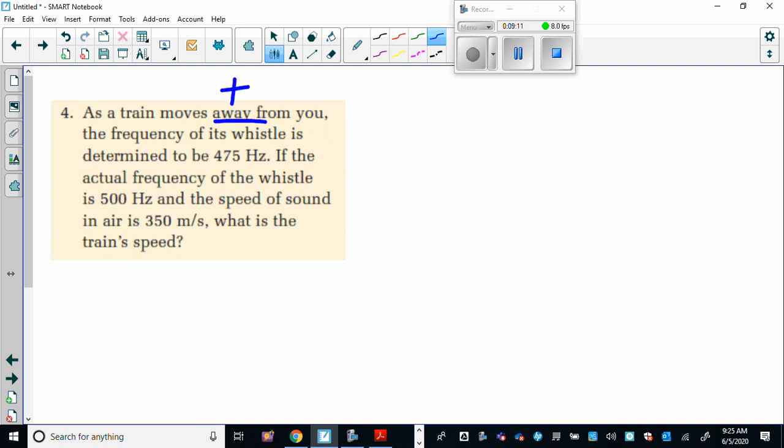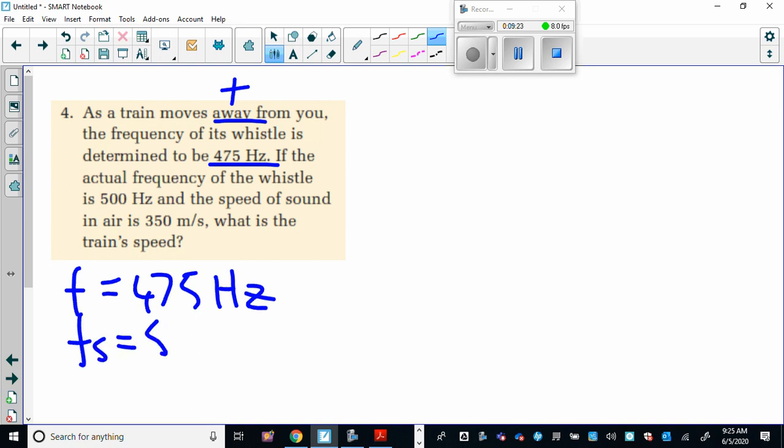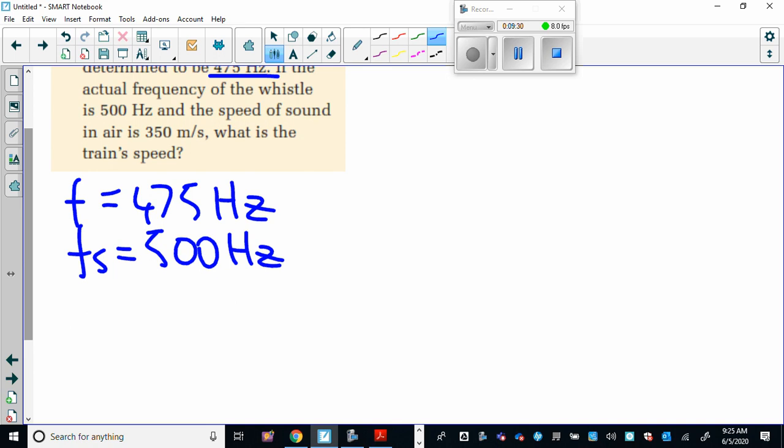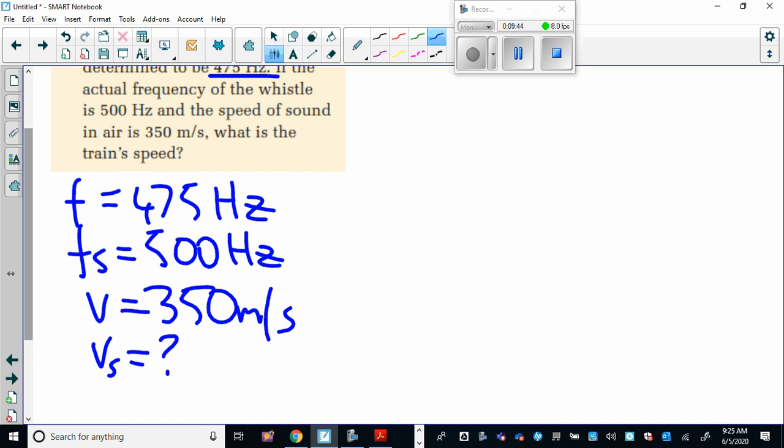The frequency of the whistle is determined to be 475 hertz. So that is your apparent frequency. If the actual frequency, the frequency of the source, is 500, makes sense. If it's moving away from you, then you hear a lower frequency. And the speed of sound is 350. What is the train speed? So this one gives you 350. Oh, it must be a smoking hot day. And they want to find this.